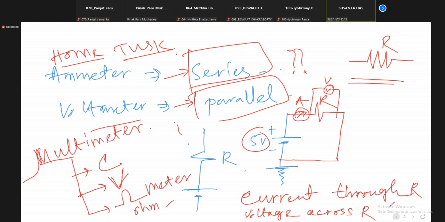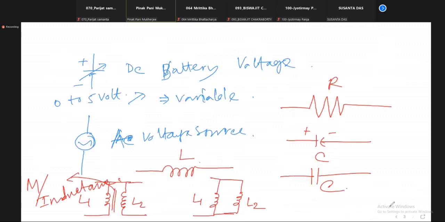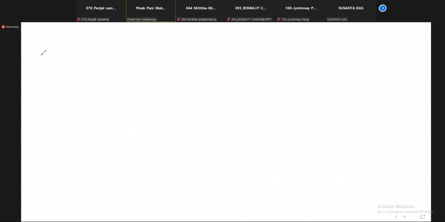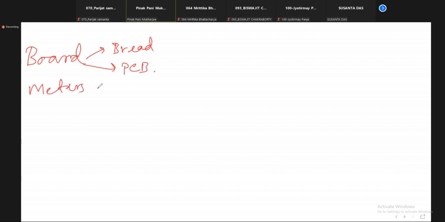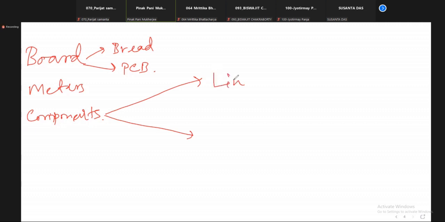Now you see, whatever we have discussed up to now: first thing is the board. Boards are of two types: breadboard and PCB. We have discussed meters. Now we are discussing components. So all together we are getting one electronic circuit. Now the components can be broadly classified into two groups. First one is the linear circuit element and nonlinear circuit element.